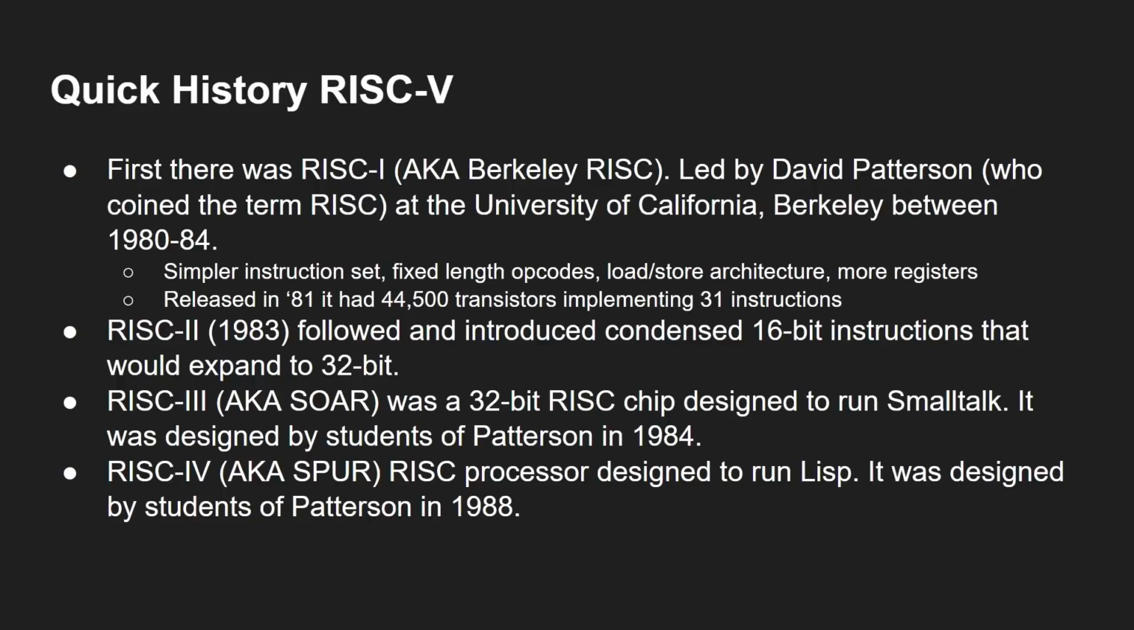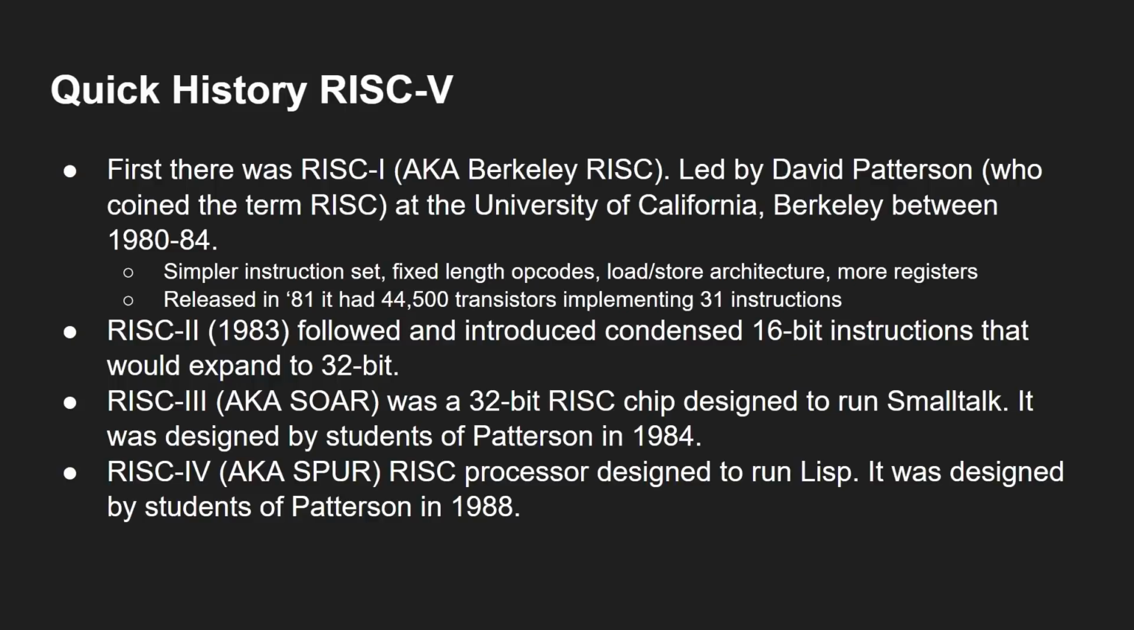Simple instruction set, fixed length opcode, load store architecture, more register banks. Released in 1981, it had 44,500 transistors and implemented 31 instructions. So that was RISC-V. Then you had RISC-II, which was a follow-on chip that introduced the idea of having condensed or compressed instructions that could fit into 16 bits.